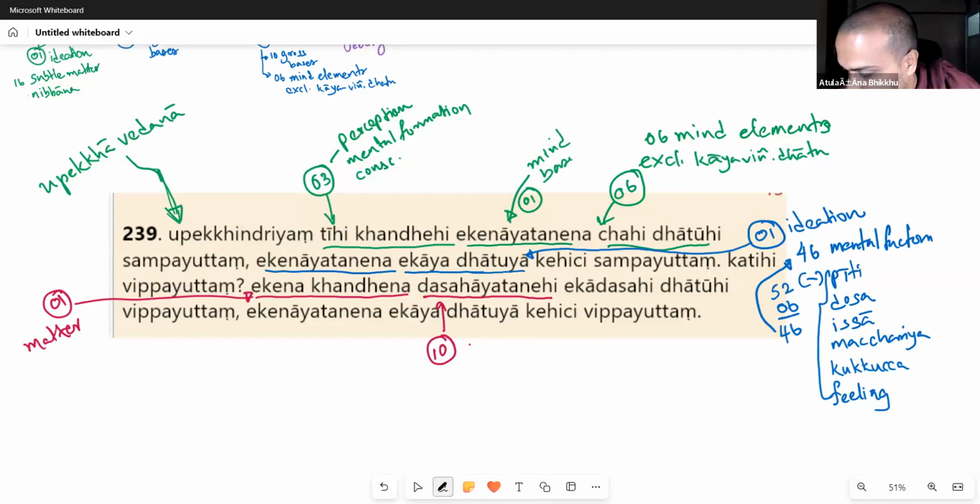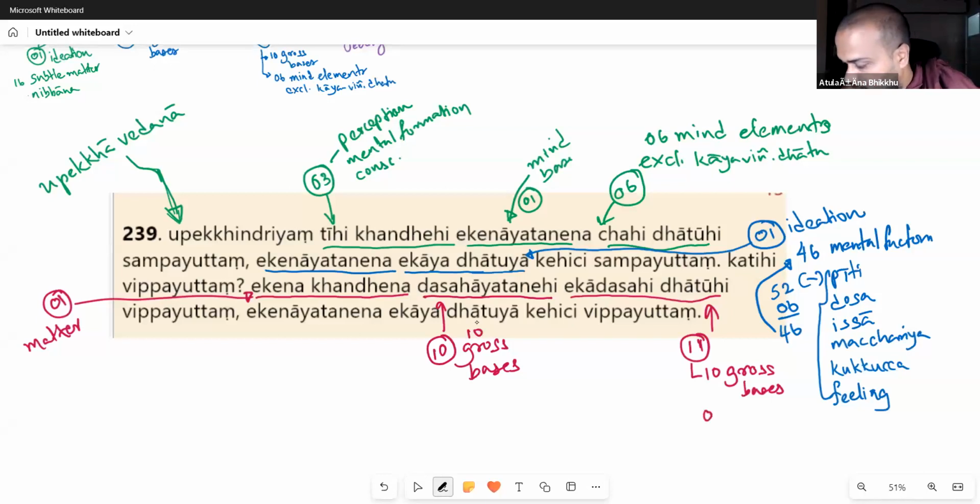So what are those 10 bases? Those are the 10 gross bases. Then we have Ekadasahi Dhatu, which means 11 elements. So these 11 elements are the 10 gross bases, and also the cakkhu-viññāṇa-dhātu. That's how we get the 11.